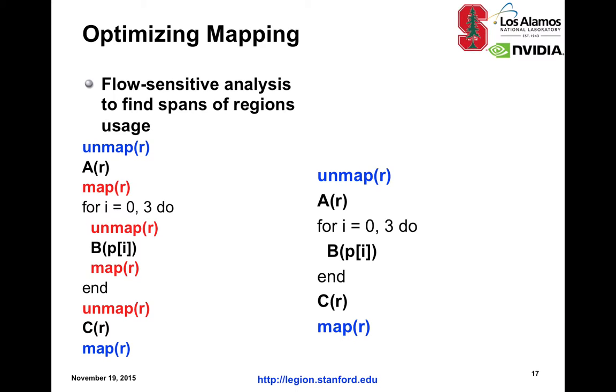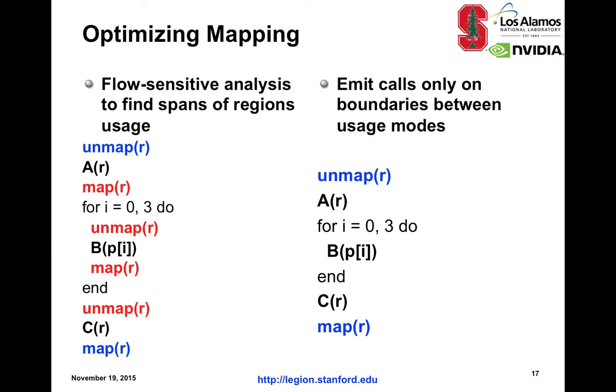Finally, in order to optimize the mapping, the compiler is able to perform a flow-sensitive analysis to find spans of the code which use regions in a given mode. For example, spans which give a region to its subtasks, or spans which use that region in the task itself. By emitting calls only at the boundaries between these modes, we can provide mappings which avoid excess mapping and unmap calls between consecutive calls to subtasks, which helps avoid blocking in the application when we're trying to run parallel operations.